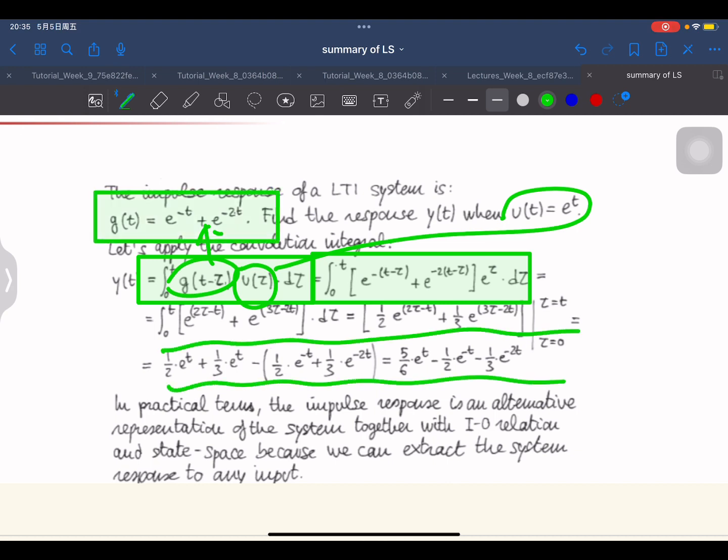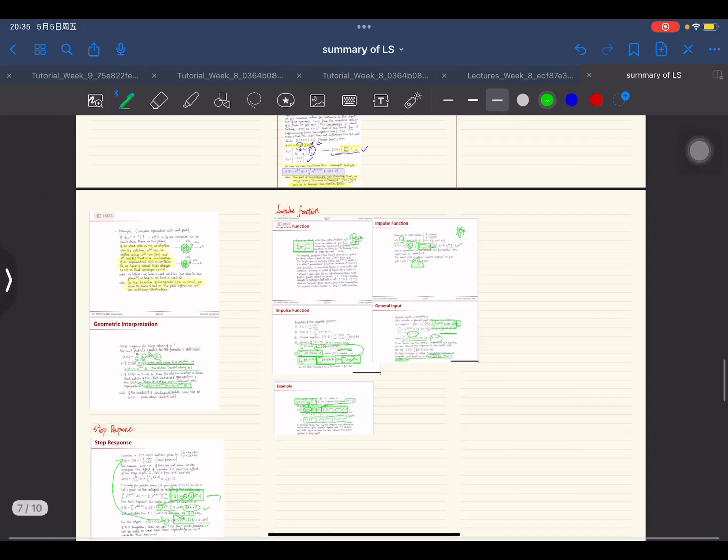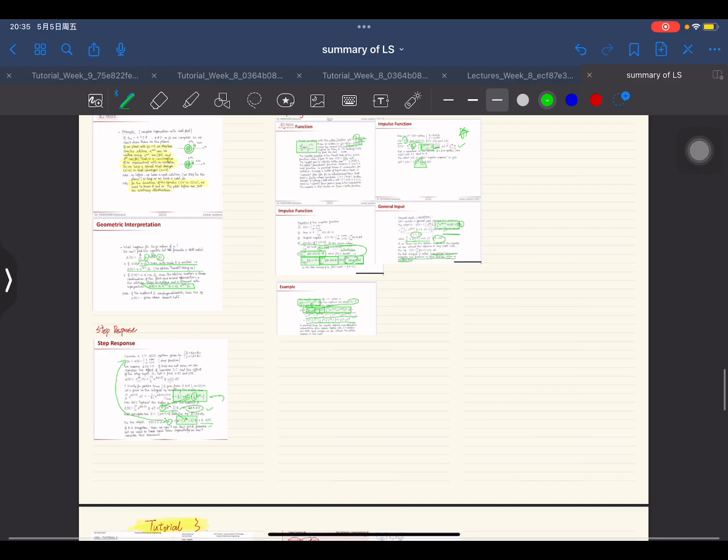So in practical terms, the impulse response is an alternative representation of the system, together with the input-output relation. And this means we can extract the system response to any input. Okay, this is the end of lecture 8.